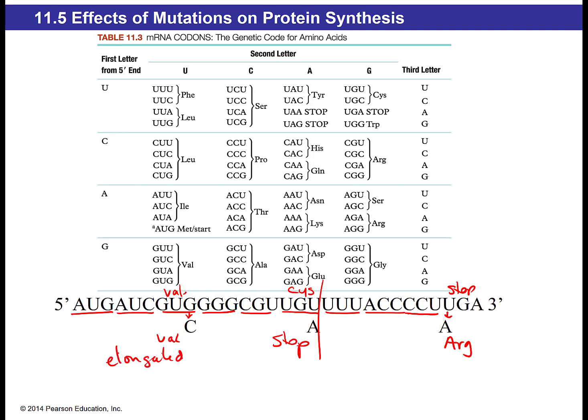So elongated proteins, shortened, change in shape, because you're switching polar amino acids for non-polar amino acids. All of those things, great chance that you're going to change the function.